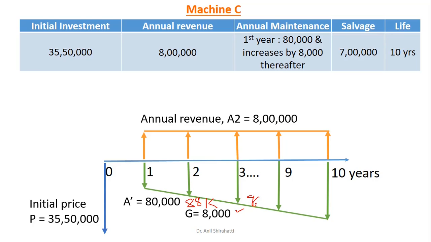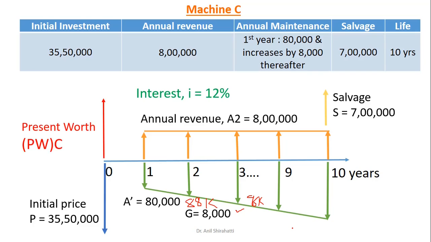Why this series happens is because in the first year the machine is new, so I have only 80,000 maintenance. As the age of the machine goes up, the maintenance cost increases. At the end of the life, the salvage value is 7 lakh rupees, and if you see here, the rate of interest is 12%, and the present worth we have to find using our equations.